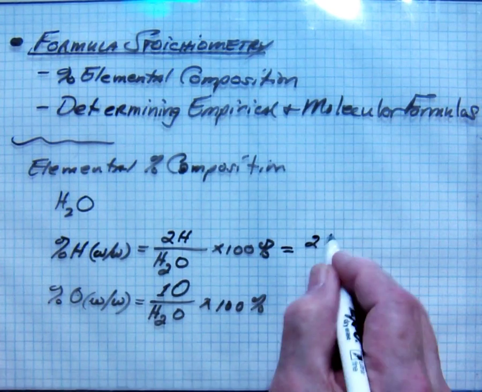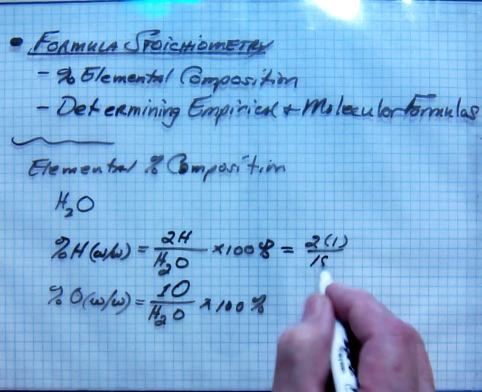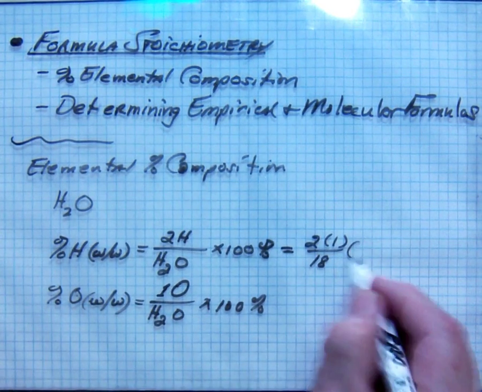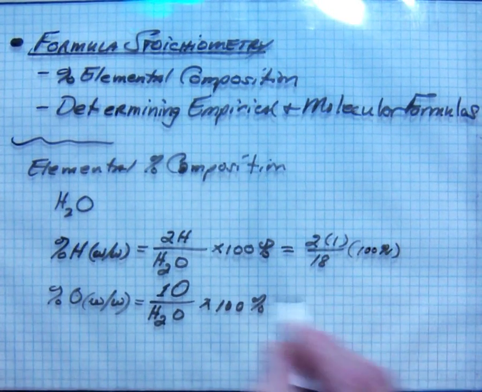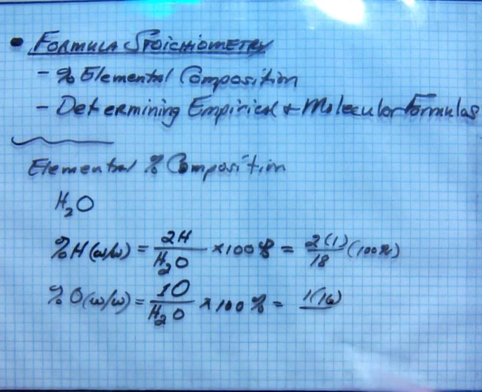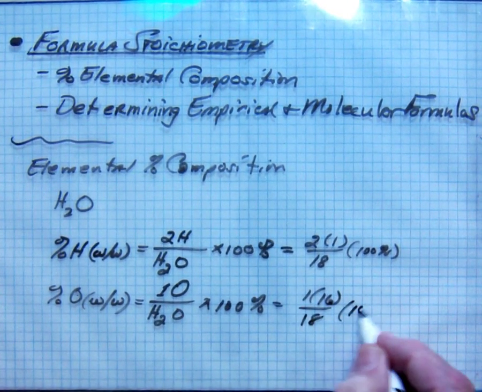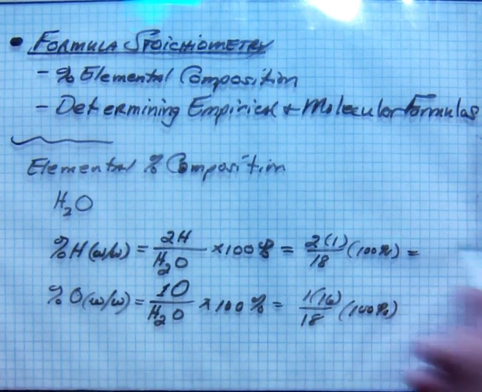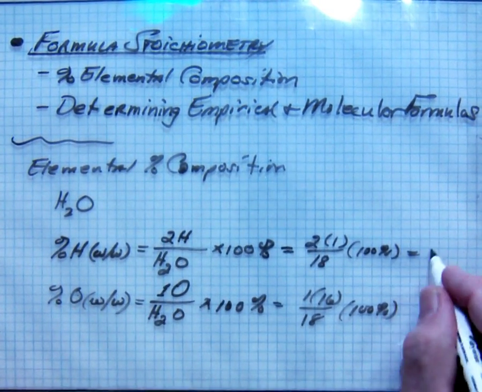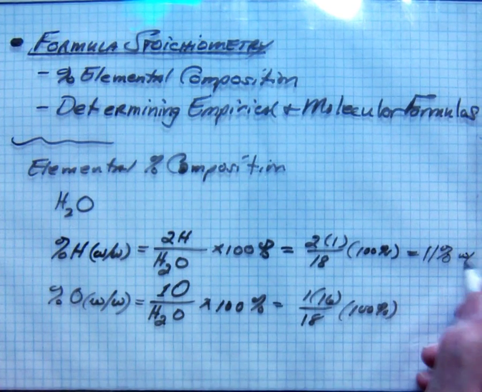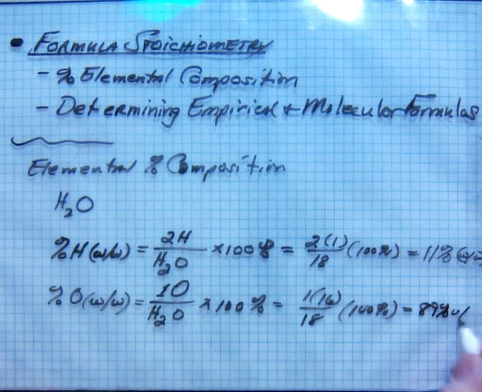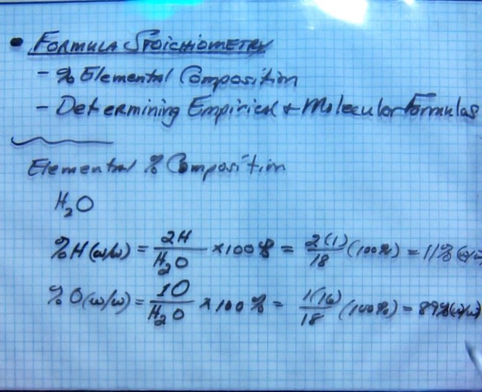And so that's 2 times 1 over 18, and you can drop the units because it's all going to be percentages anyway, times 100%. And for the oxygen, we have 1 times 16 divided by 18 times 100%. And this runs out to about 11% weight in hydrogen, and about 89% weight in oxygen.